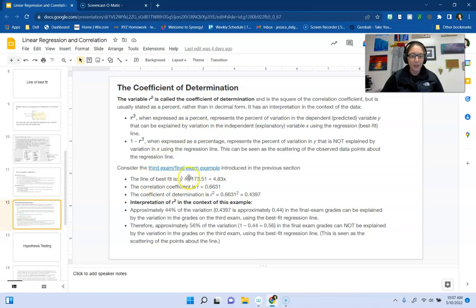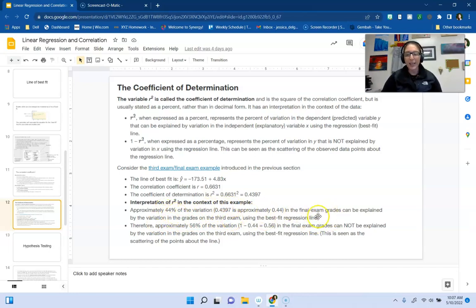So here's our line of best fit, right? Here was our R, here's our R squared. All of this we got from the calculator. Okay, what does R squared mean? We got that R squared was approximately 44. So approximately 44% of the variation in the final exam grades, that's what our data was, it was final exam grades and third exam grades, can be explained by the variation in the grades on the third exam.